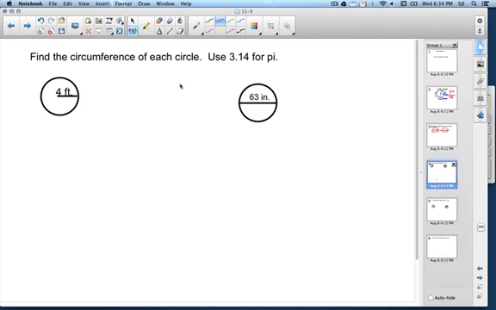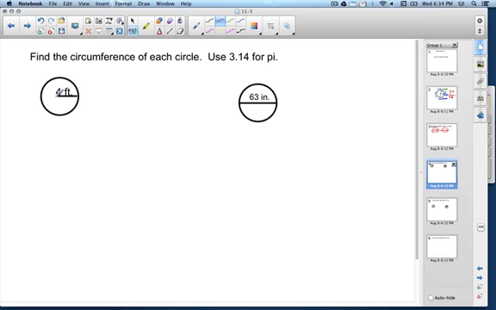So let's give this a try. We have two examples that we're going to use here, and it says find the circumference of each circle. Use 3.14 for pi. So that means in all of our calculations for these examples, we're going to use 3.14 for pi. So let's look at this first one. We have a circle here, and we have a distance that's given to us, and then we're told that that's 4 feet. So what we need to figure out first is, is this a radius or is this a diameter?